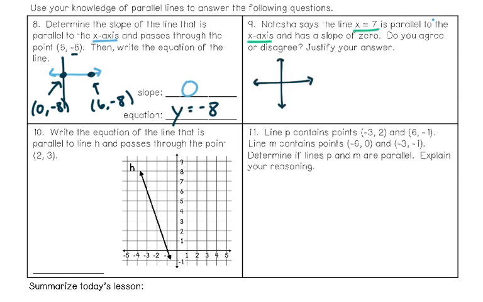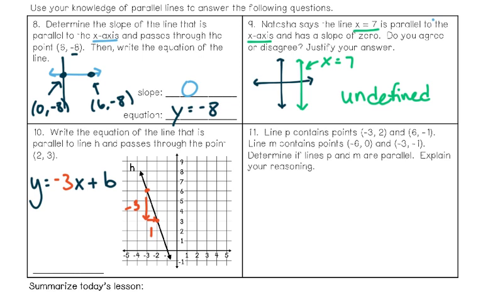For number 9, Natasha says that the line x equals 7 is parallel to the x-axis and has a slope of 0. Do you agree or disagree? Justify your answer. If you want to, you can go ahead and graph this using a graphing calculator and see. What you should see is that you should disagree. X equals 7 will be parallel to the y-axis and will have an undefined slope. All right, the last 2 questions are challenge questions. See if you can do one or both, and press play when you're ready to check.